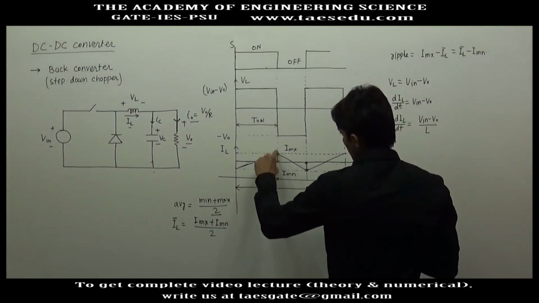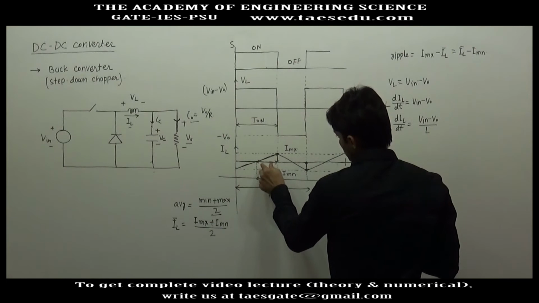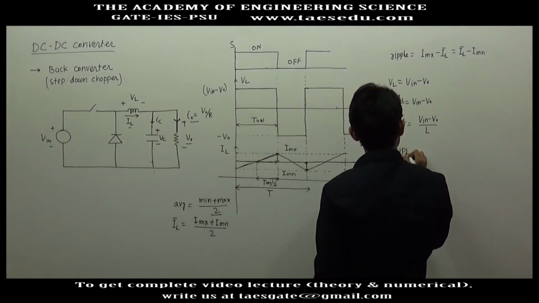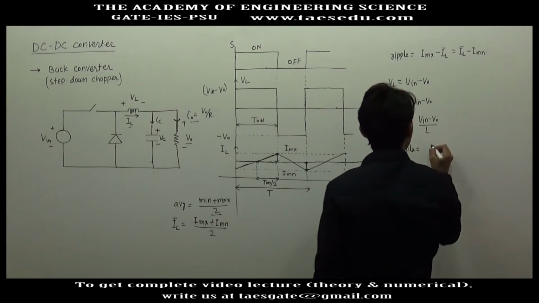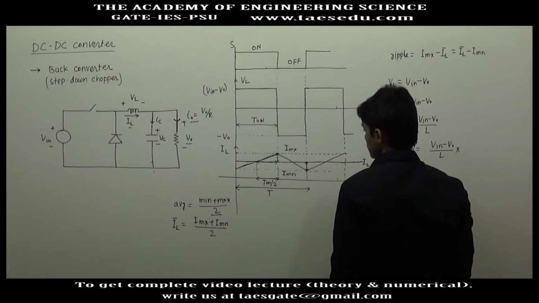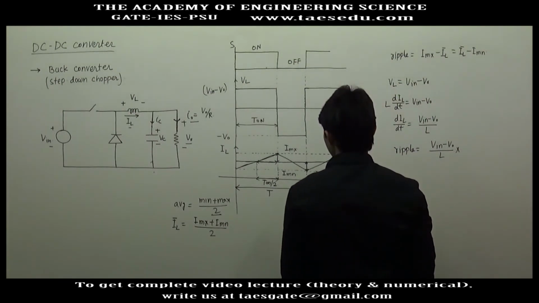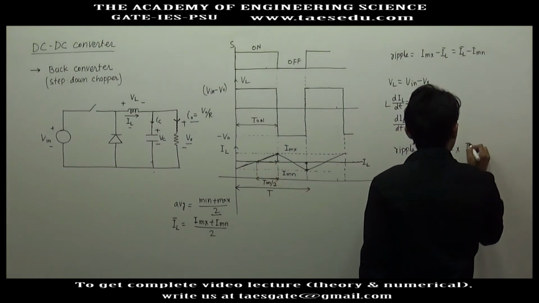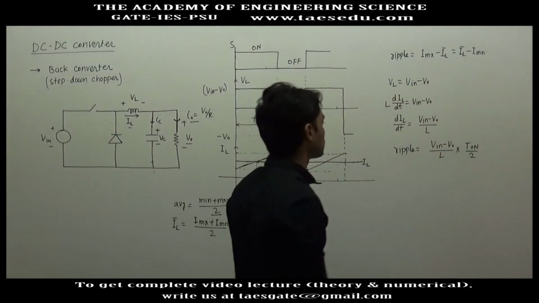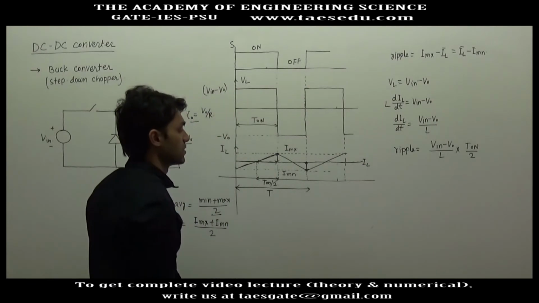Now you have to find the height. Height will be this width into slope. The ripple will be the slope into the width t on by 2. This is the ripple.